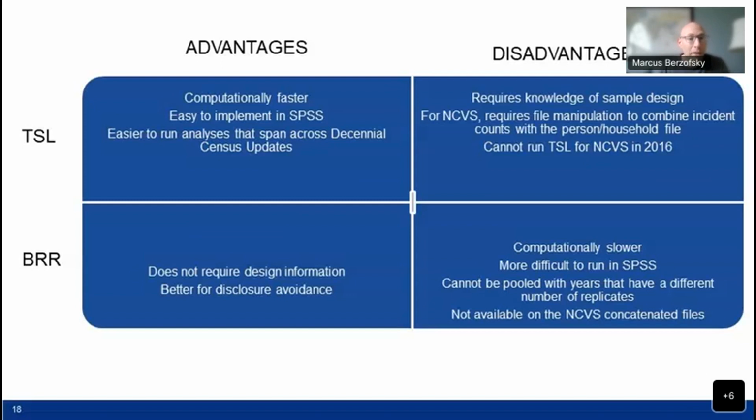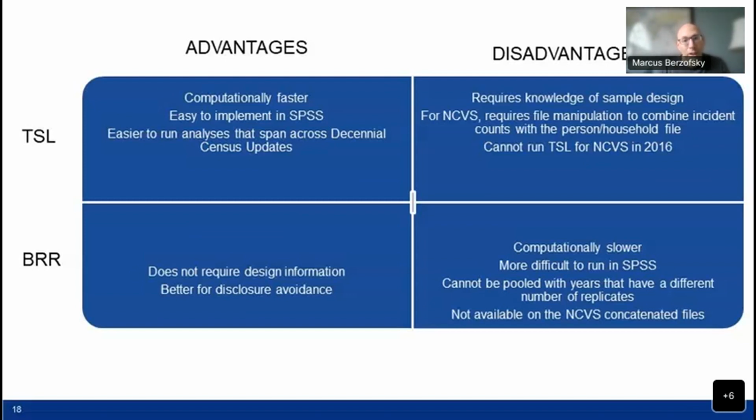BRR is technically better for disclosure avoidance because you don't need to specify the design. You don't need to know anything about it. All that can be embedded in the replicate weights. So for surveys that are concerned about disclosure avoidance, BRR is definitely a superior approach.